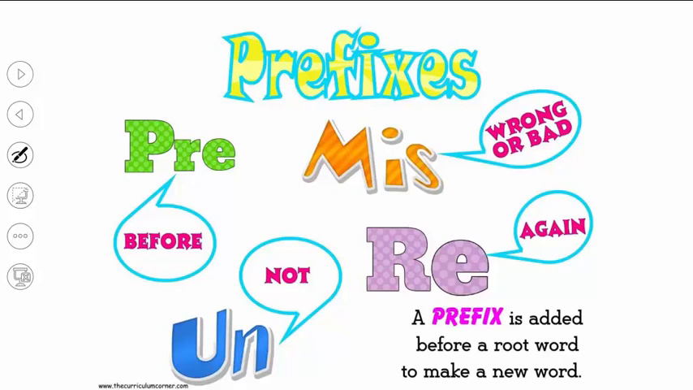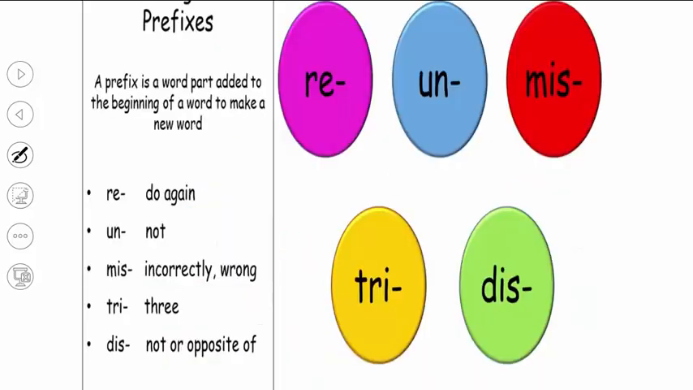Not, un. So a prefix is added before a root word to make a new word. There are two words, happy and unhappy. The prefix is added before the root word to make a new word, unhappy. So re means do again, un means not, mis means incorrectly or wrong, tri means three, dis means not or opposite of. So we can see many prefixes, but I show a few of them.